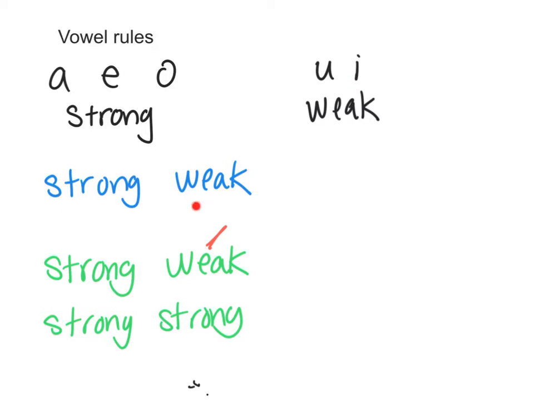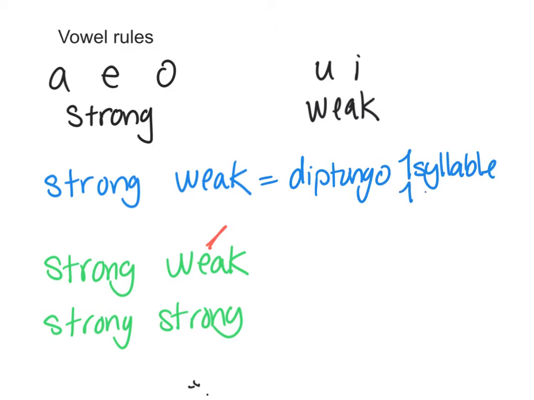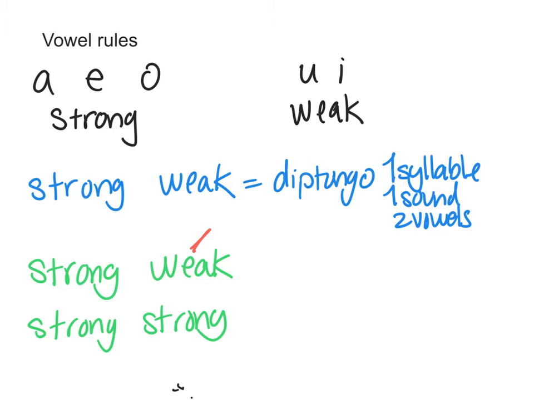So our most common combination is a strong vowel, one of these three, combined with a weak vowel. Those two are going to come together. They're going to make a diptongo, which is one syllable, one sound with two vowels. A common example of that would be our a-i combination. For example, cambiar.